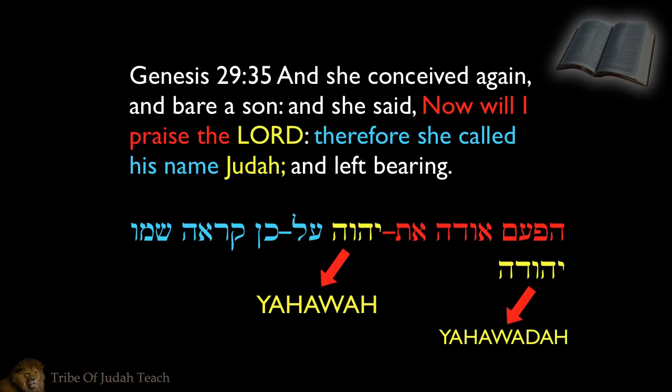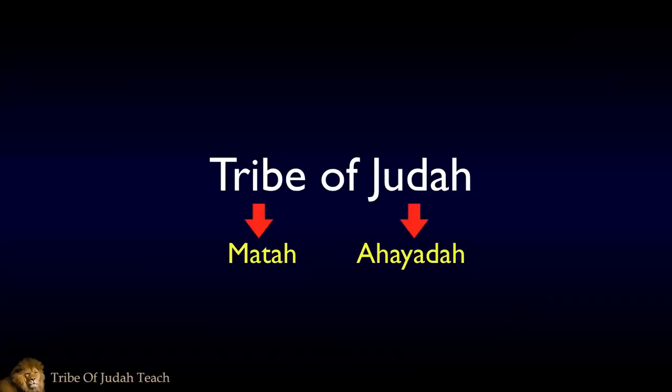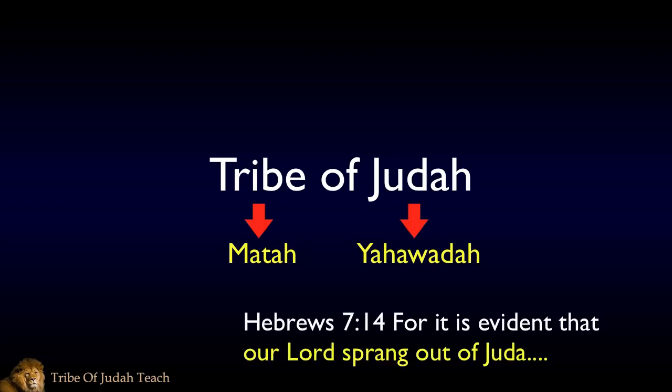So let's think about this. If the Most High's name is Ahiah, wouldn't praise the Lord be Ahiadah? Yeah, but that's not what it is. It's Yahwadah. Also, the tribe of Judah is not Mata Ahiadah. It's Mata Yahwadah. Now, if the word Yahweh is an evil word or the name of Satan, why is it part of the name Judah?